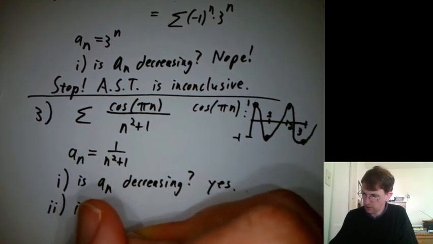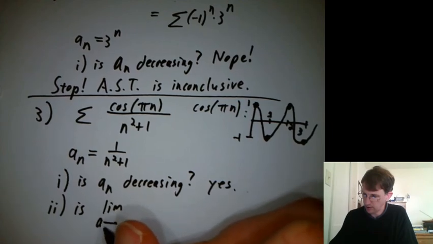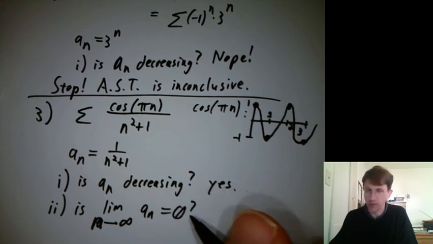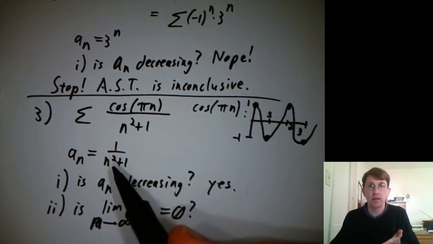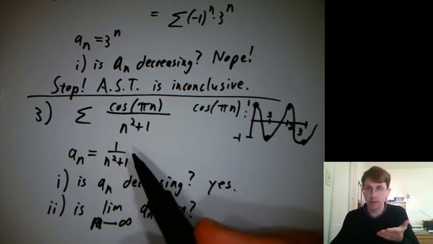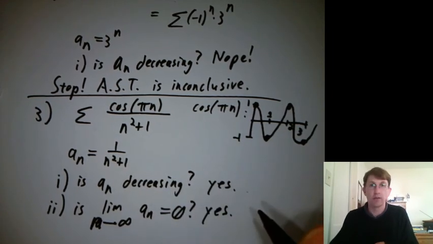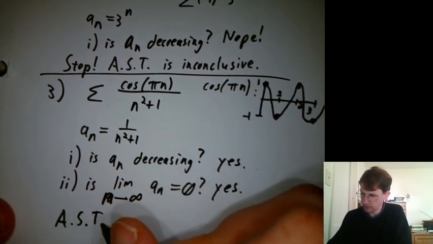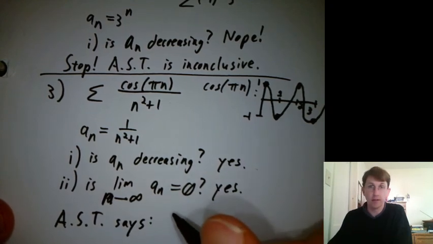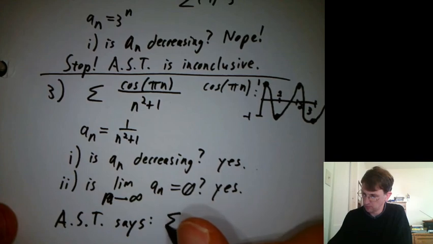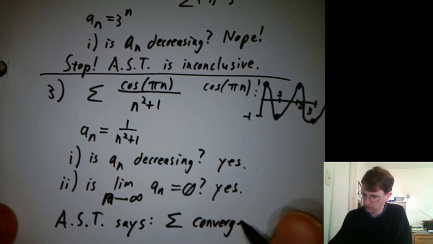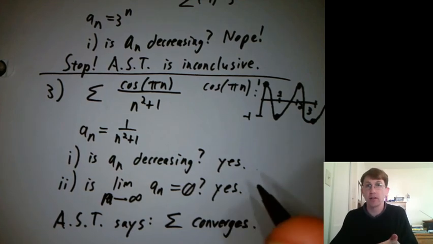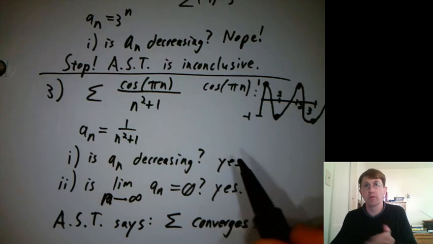Part 2 is the limit as n goes to infinity of a sub n equal to 0. If you plug in larger and larger n values here, does this sequence go to 0? Yes, it does. So then what does the alternating series test tell us? It says that the sum converges. Doesn't give us any hint as to what the sum converges to. Alternating series are actually kind of nice about estimating what the sum converges to, which we'll talk about in a later video.